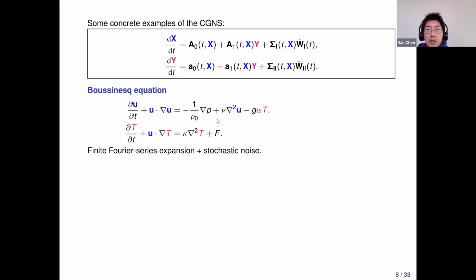And also regarding those complicated geophysical models, say this Boussinesq equation or Navier-Stokes equation, they are PDEs, but you can always apply a discretization to this kind of system. And say you use a finite Fourier series expansion, then you put some stochastic noise to compensate those truncated parts. Then this kind of system will also belong to conditional Gaussian systems. So especially if we are given the velocity field, we can recover the temperature, because from the PDE, you can already see that if U is given, then the temperature equation will be a conditional linear system.